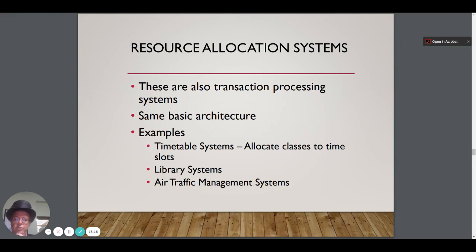Resource allocation systems are also transaction processing systems, so the same basic architecture is included in them. Examples are timetable systems, such as allocating classes to time slots, library systems, and air traffic management systems. And by the way, I'll just point out that scheduling systems tend to be NP complete and somewhat equivalent to bin packing at the optimal level. Good heuristics can ensure a decent solution, but you're probably not going to get the optimal assignment of teachers to classrooms or teachers to classes.